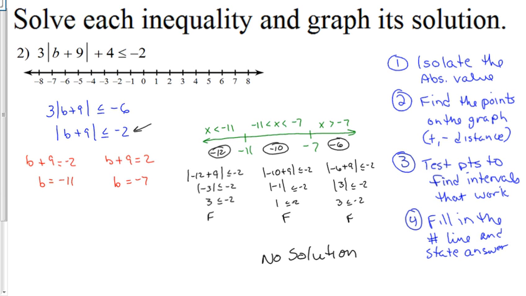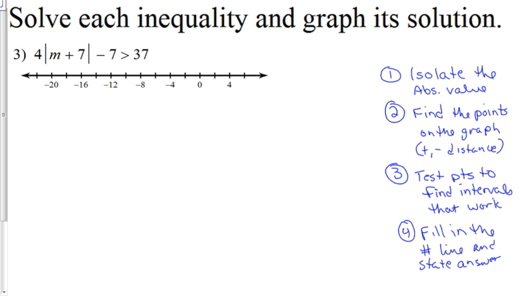So if we think about why this happens, absolute value is always going to be a positive number. So the problem states that it's going to be less than or equal to negative 2. This cannot happen. So sometimes you will be able to see right from the start that there is no solution. Nothing on the graph, no solution. All right, now let's do another problem that might give you an answer here.